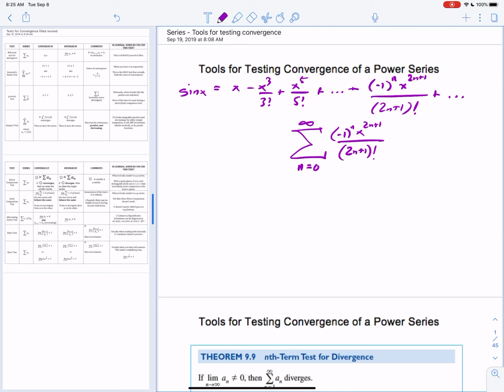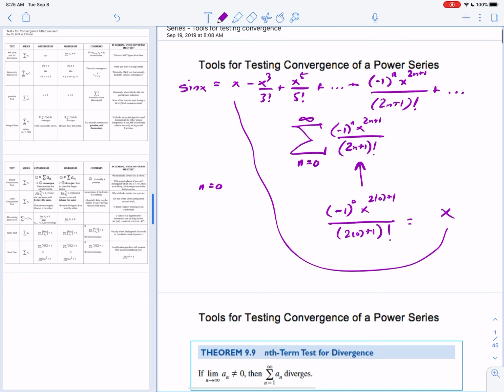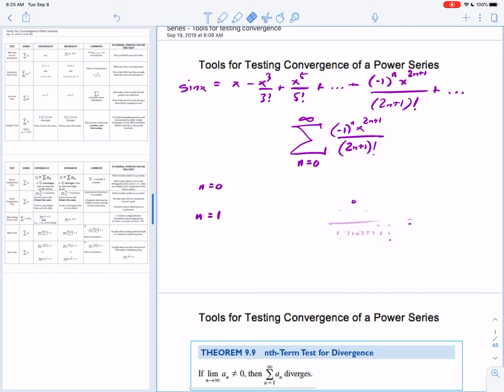So for instance, if n was equal to 0, what you would get here is negative 1 to the 0 power, x to the 2 times 0 plus 1 all over 2 times 0 plus 1 quantity factorial. That simplifies out to just x, which is exactly our first term there, okay? Now, if you did n equals 1, you would do the same thing, and then you would actually end up getting your second term, and so on, right? So this was just a fast way of spitting out all your terms without actually having to write out all of your terms.